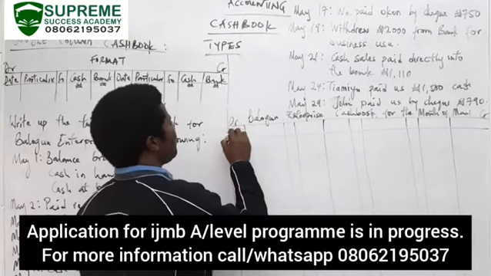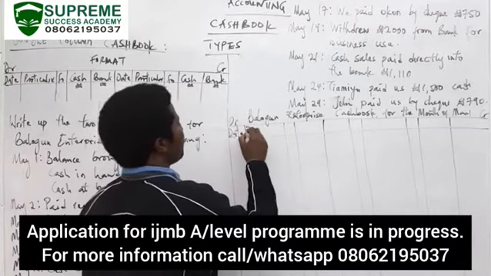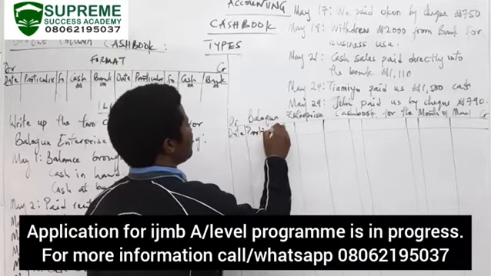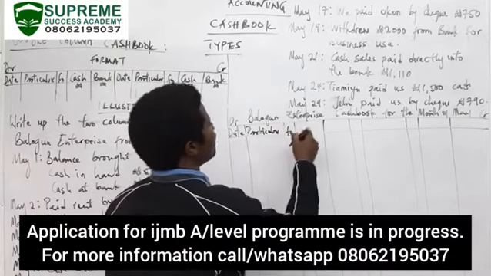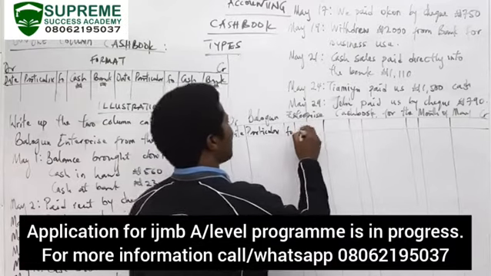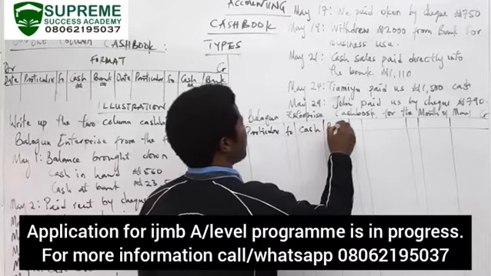So here we have the date. Here, of course, the particulars is still here. Here we have the folio, we have the cash here, and of course we have the bank.